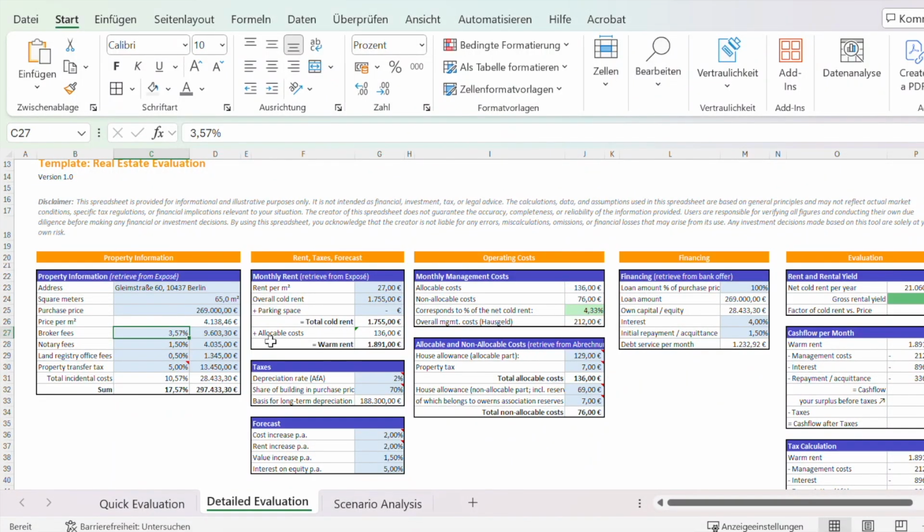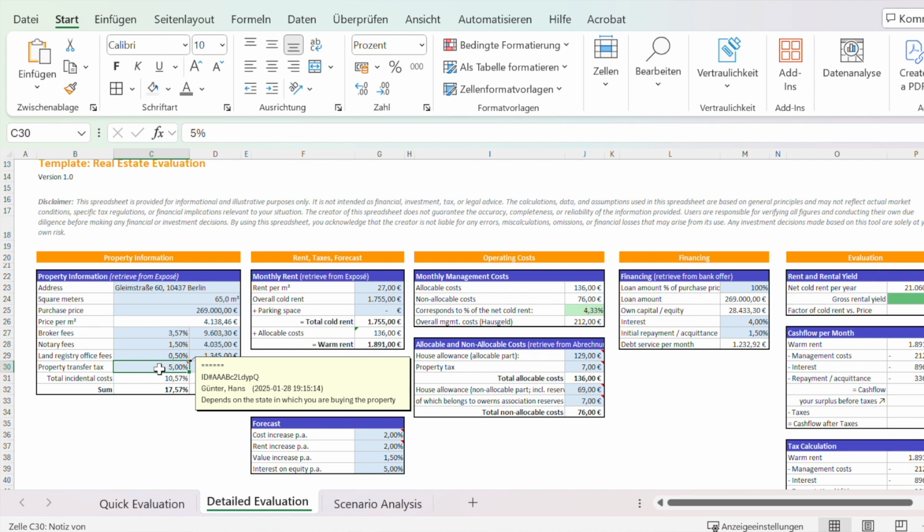Then you have notary fees, which is also roughly 1.5% usually of the purchase price. You have land registry office fees, which is 0.5% of the purchase price, and a property transfer tax. And this is dependent on your exact location where you're buying this property. In Baden-Württemberg, for example, this is 5%. In Berlin, this might be a bit higher or lower. I think it's even higher than that. It might be 6 or 6.5% in Berlin. And also for comparison, in Bayern, for example, this is only 3.5%.